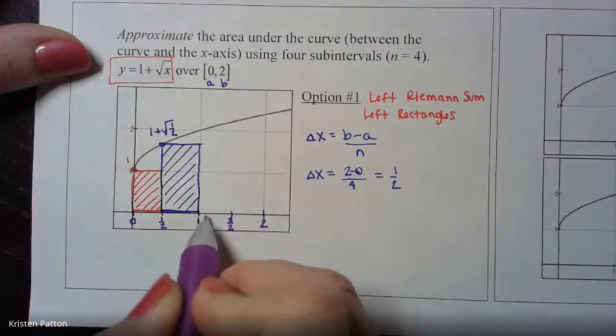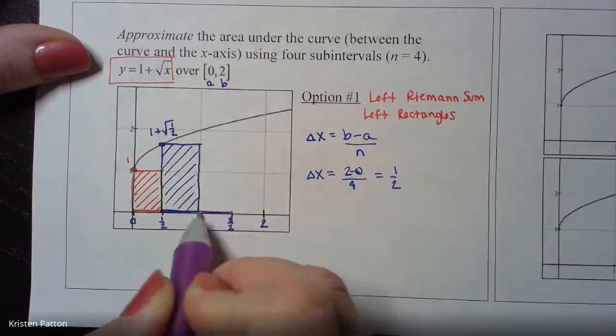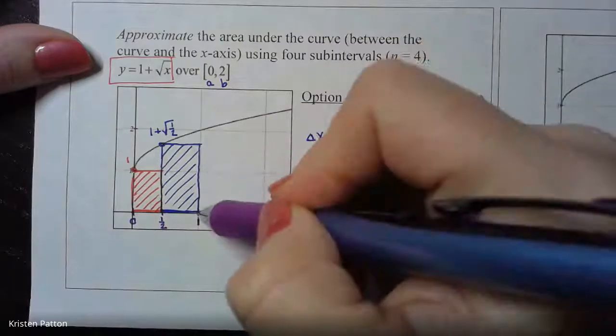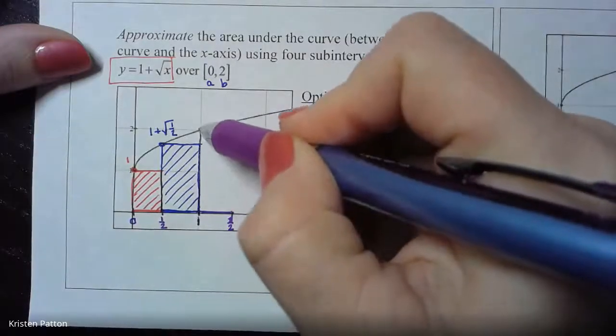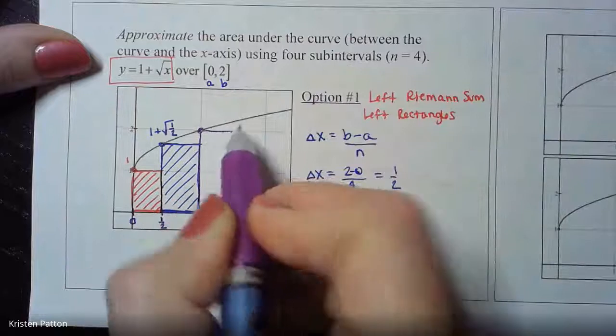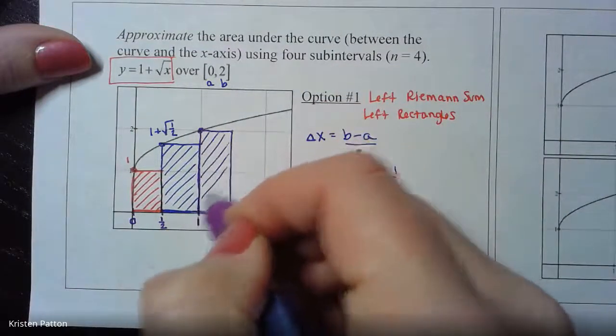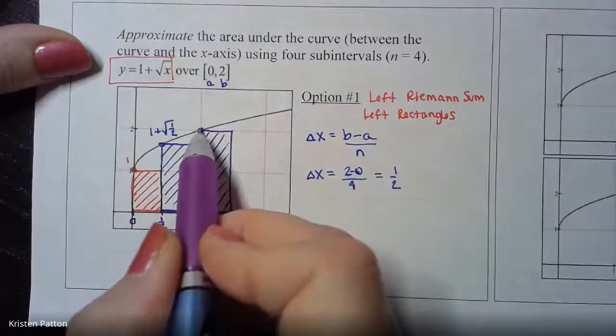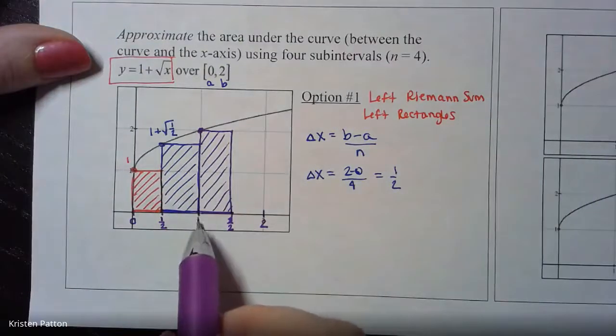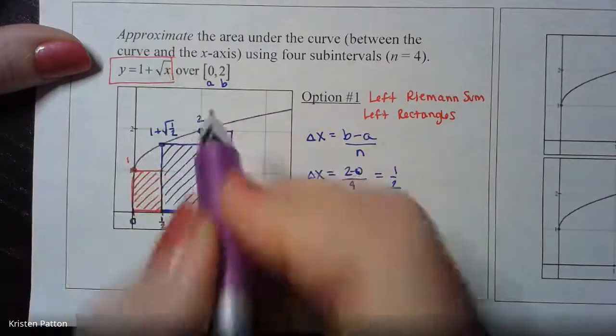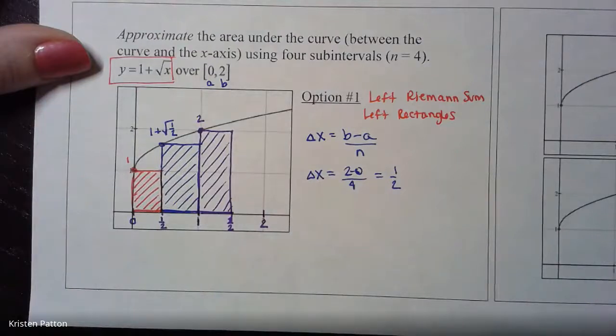I'm going to do my third rectangle. It sits between 1 and 3/2. I go to the left side. I go up until I hit the curve. That's the height of my next rectangle. That point was where x equals 1. When I plug in a 1, I get a height of 2.